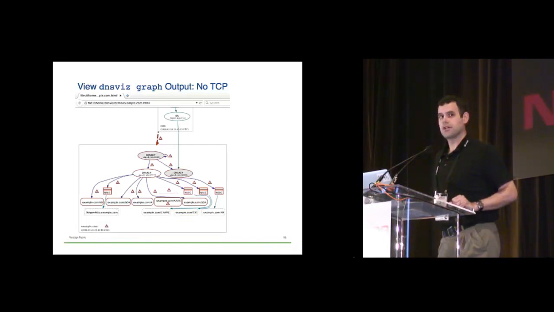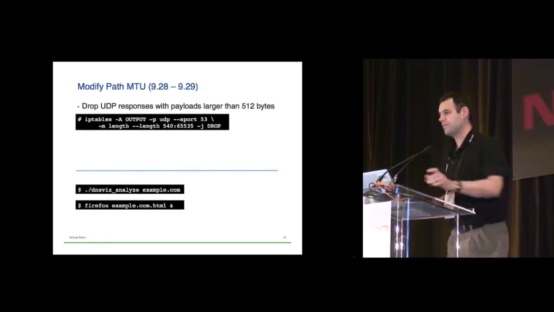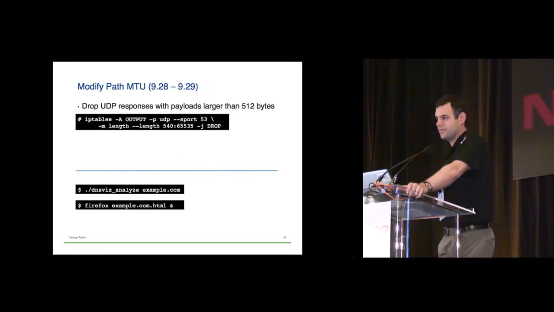All right, shall we move along? Anyone need any more time there? All right. Now we're going to modify the path MTU. This iptables command is for IPv4. We're going to drop UDP responses with payloads larger than 512 bytes because DNS operates with a maximum payload size of 512 bytes, right?